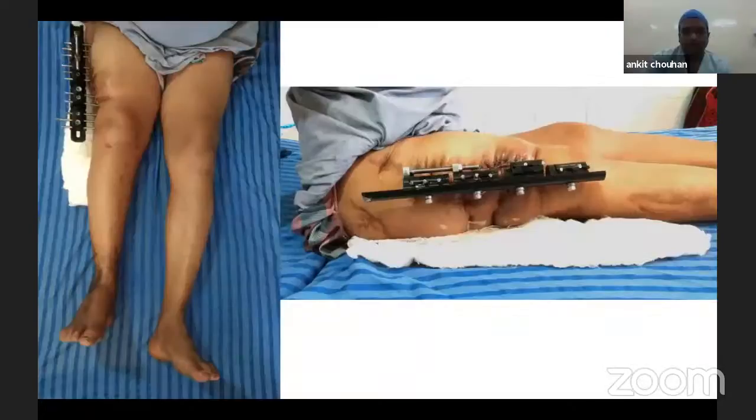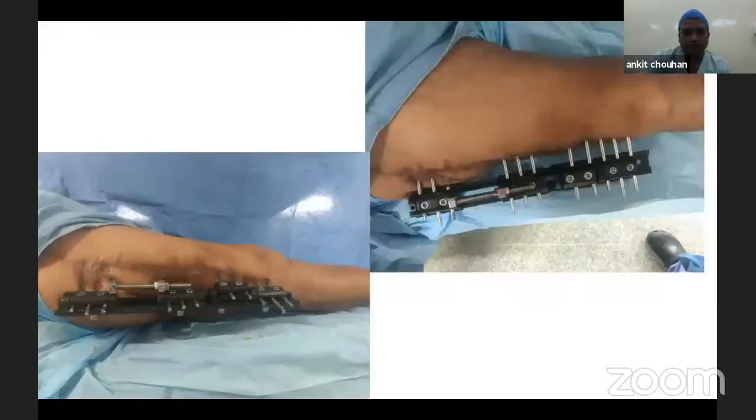So this was the immediate post-op picture. Because of the shortening, there was some duskiness and edema of the limb, but the wound healed eventually. At 2 months of distraction, the original length of the femur was regained. The patient was still 4 centimeters short.